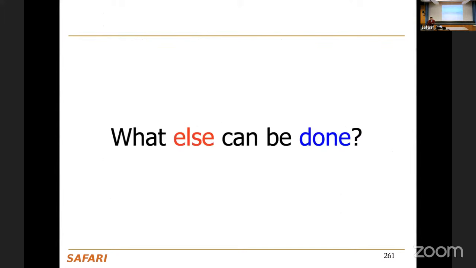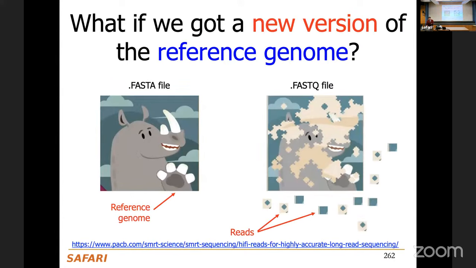So what else can be done? What other optimizations or improvements can we do? One question is, what if we get a new version of the reference genome? Because the reference genomes do not stay constant, they are getting updated. And when it is updated, do you need to do your read mapping from scratch? Do you need to pay that computation cost all over again when there's a new reference genome?